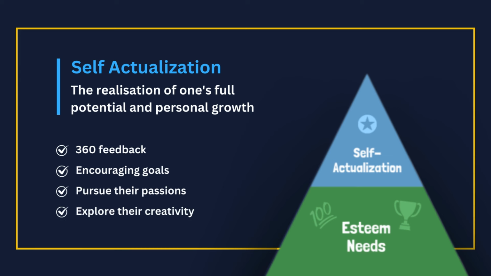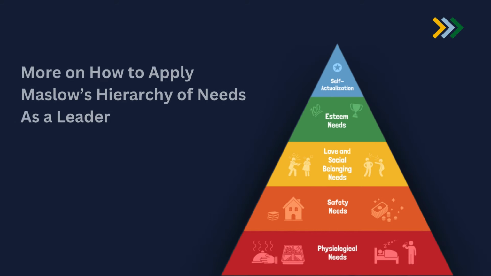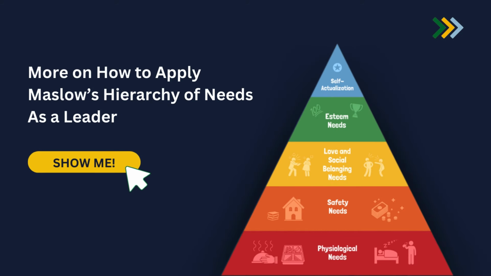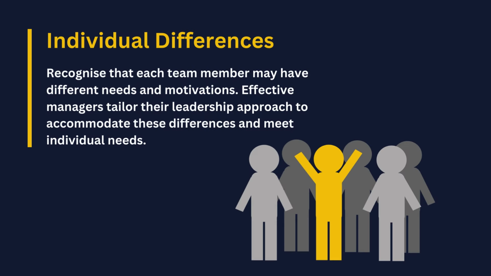Now we have explored the 5 most important needs of Maslow's hierarchy. Let's take a look at some ways in which you can apply these stages as a leader. Explore individual differences. Recognize that each team member may have different needs and motivations. Effective managers tailor their leadership approach to accommodate these differences and meet individual needs.